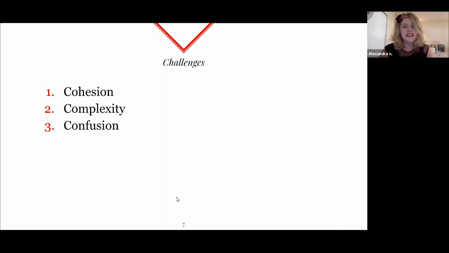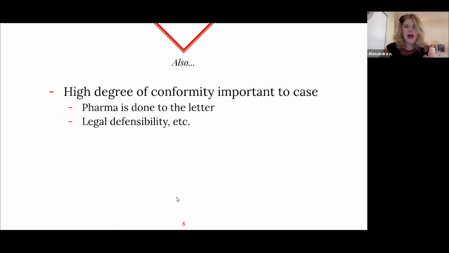The third is confusion, and I think that's really a combination of the both, where if you have a system that's already so predisposed to lack of agreement and you topple that with a very complex system, people are going to have a hard time buying into the system. They're going to get frustrated. They're going to impede other search results, and it's just going to snowball. And as I mentioned, this is a pharmaceutical company, so we absolutely don't want that. A high degree of conformity is very important to this case, since, as I'm sure we all know, pharma is done to the letter for reasons of legal defensibility, protecting the consumer, what have you.